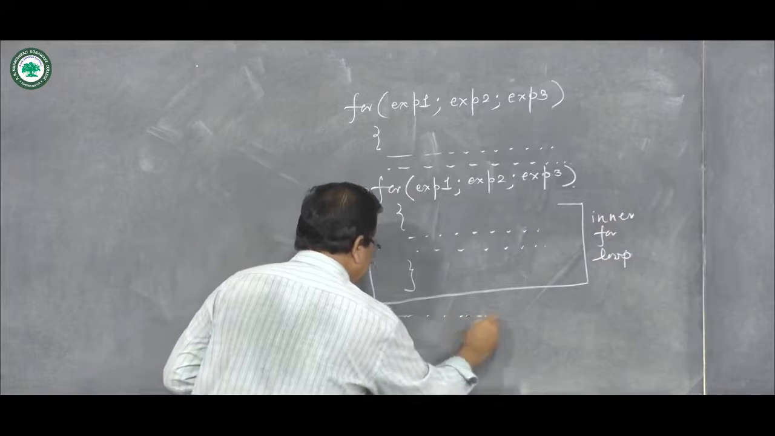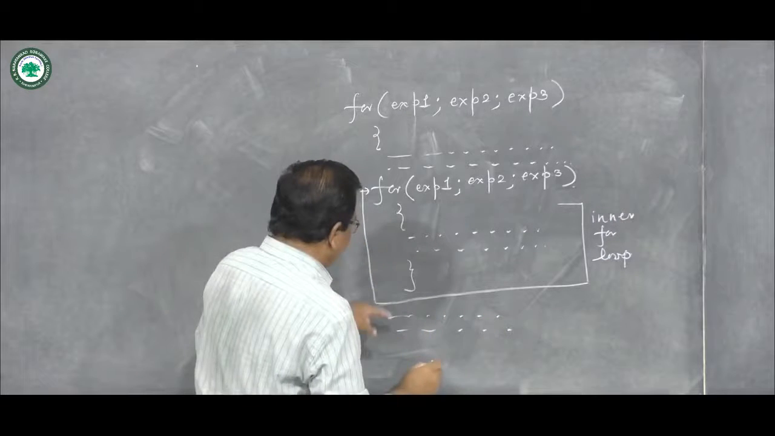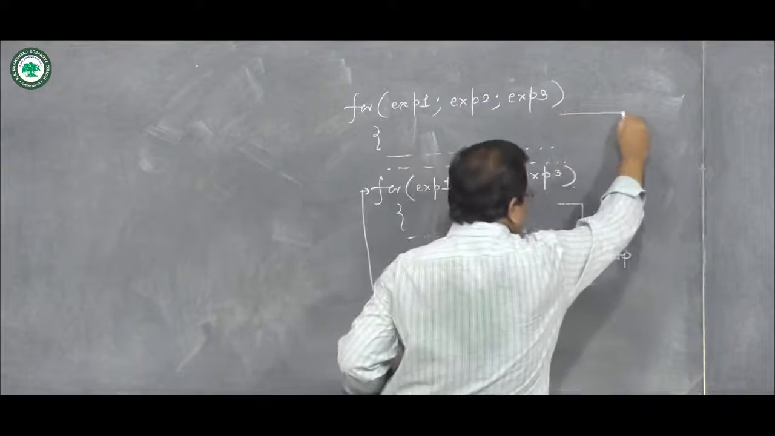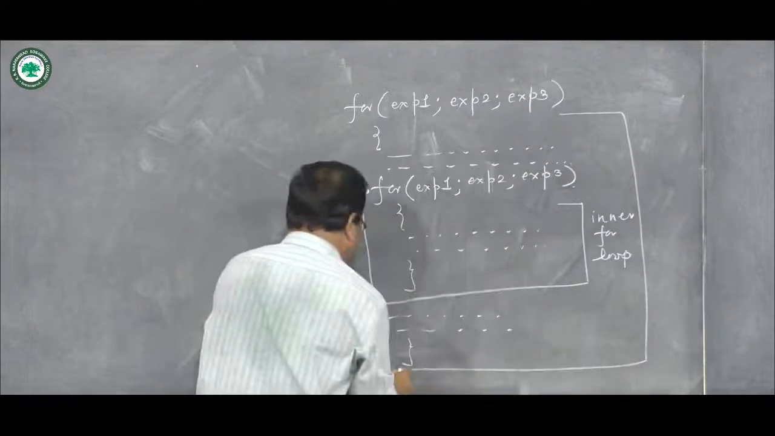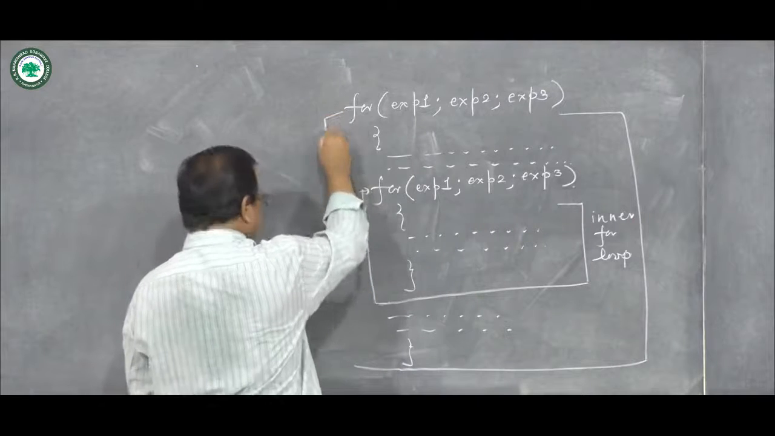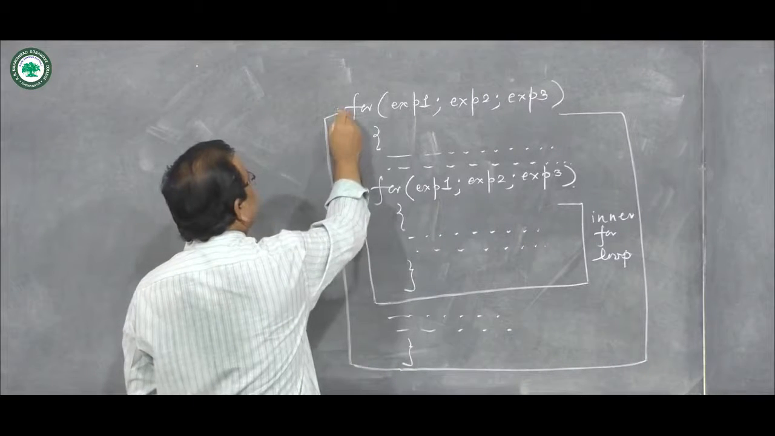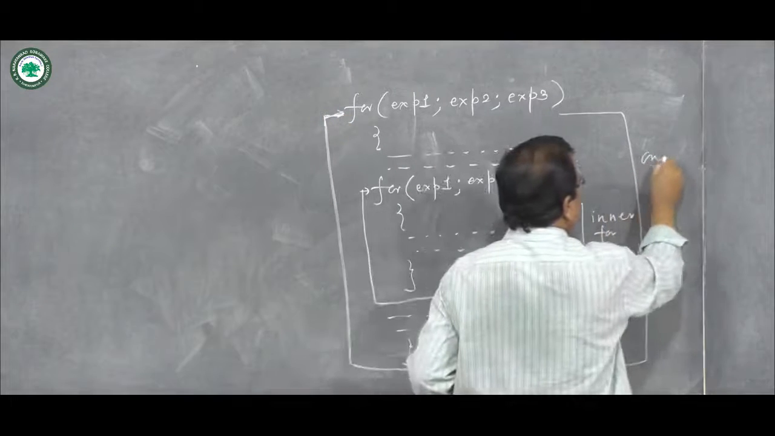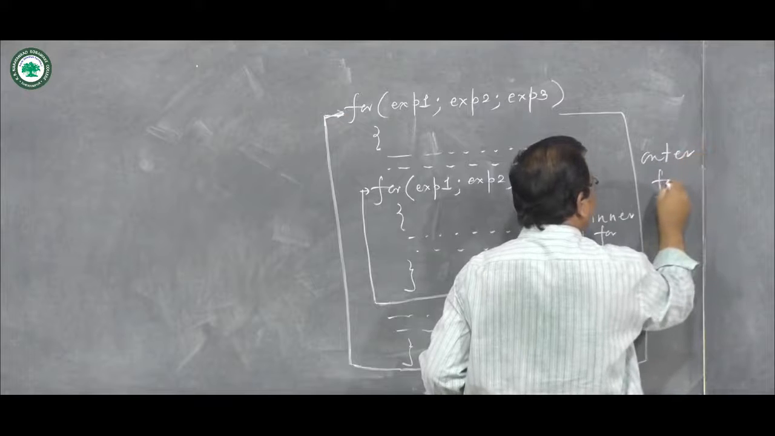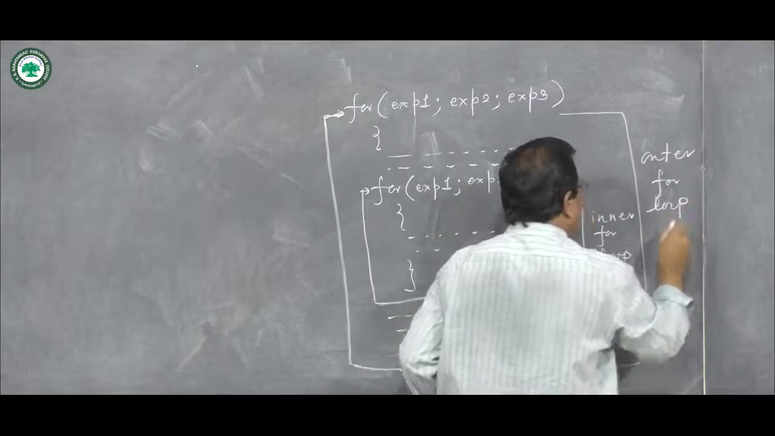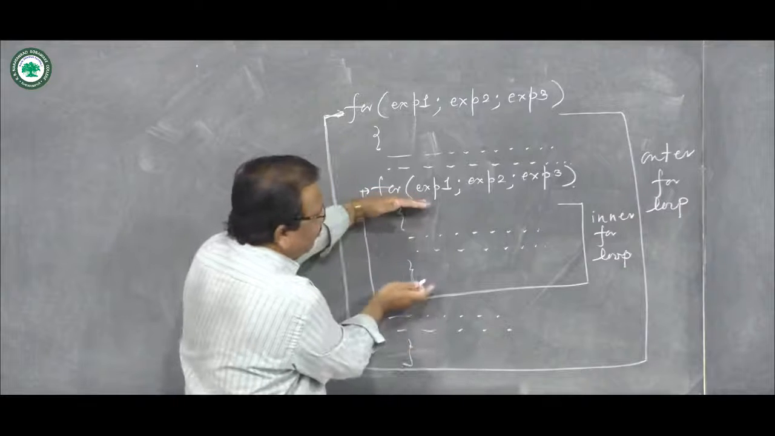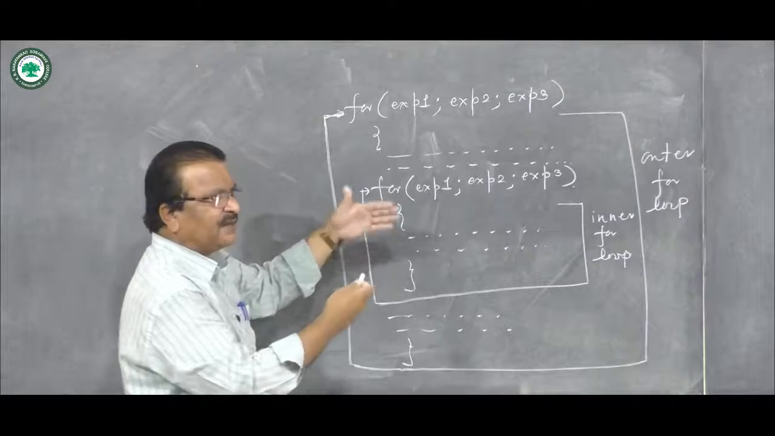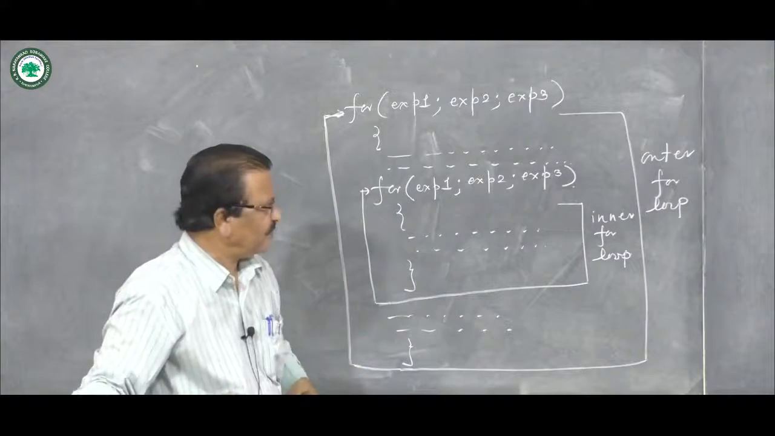And corresponding to this left brace, I have this as a right brace, and from this to this, from this to this, it is outer for loop. What I have done is I have kept one for loop within another for loop. The inner one is the inner for loop and the outer one is the outer for loop.